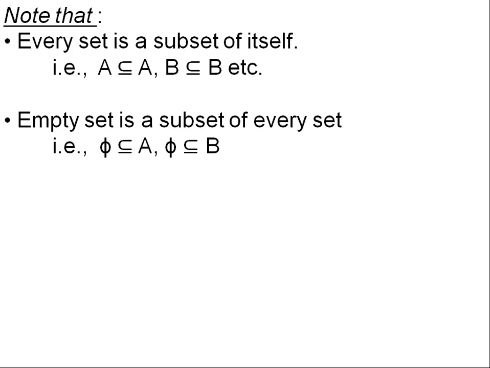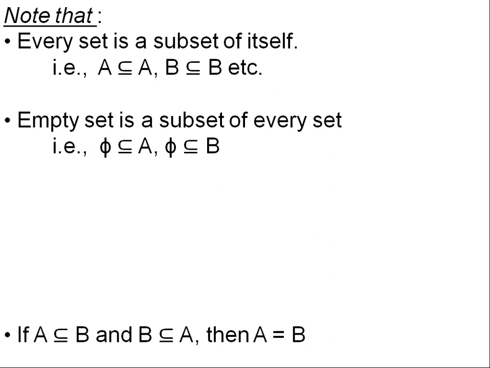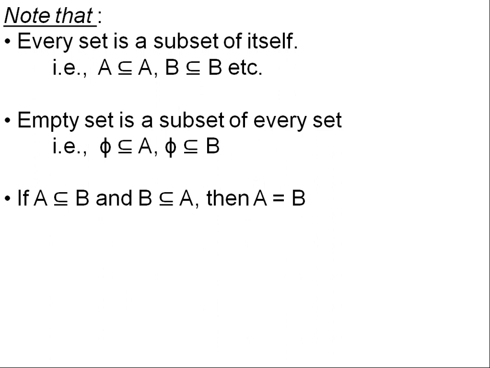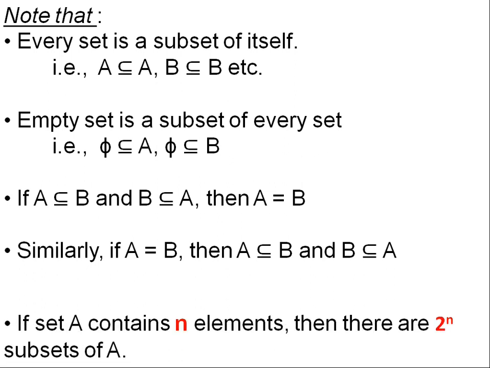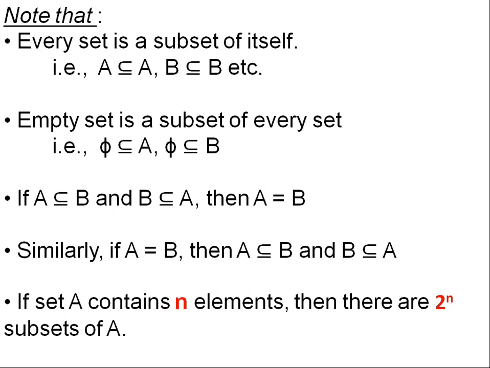Then empty set is a subset of every set. No matter which set we pick up, an empty set will always be a subset of it. If A is a subset of B and B is a subset of A, that means both the sets are equal. Similarly, the vice versa is also true. If A is equal to B, then A is a subset of B, and at the same time B is a subset of A. If set A contains n elements in it, that means the cardinal number of A is n, then the total number of subsets possible for this set is given by the formula 2 raised to the power n. This is an important point.